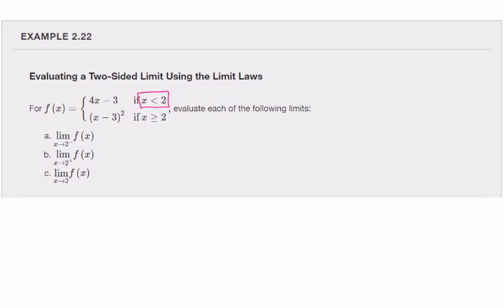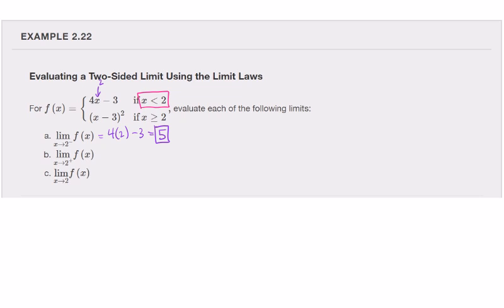We can just plug in 2 here, right? Even though we're approaching 2 from the left, we're still approaching 2, and so we can just directly evaluate it because that's a continuous function. And so it's just going to be 4 times 2 minus 3. That'll be 8 minus 3, which is 5. And so that'll be our answer, okay?